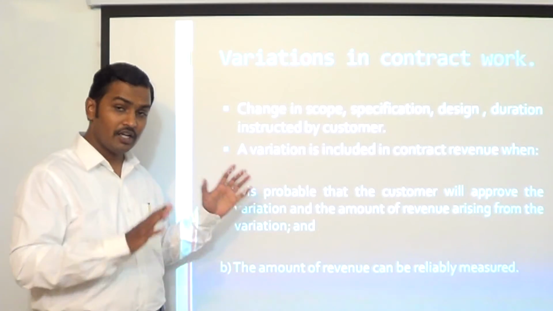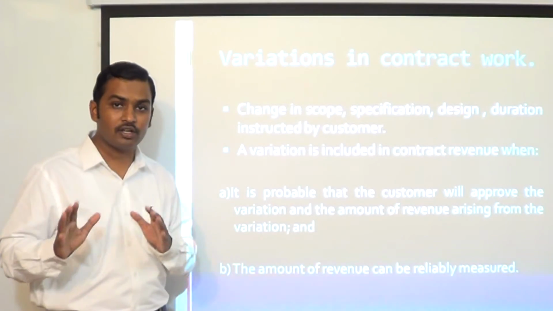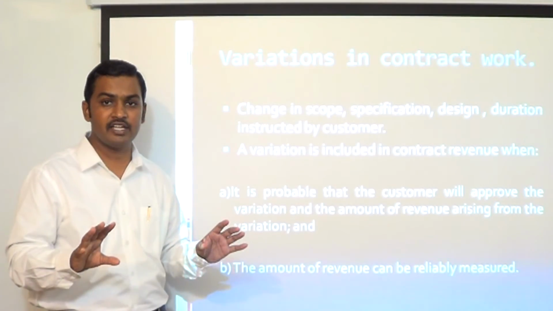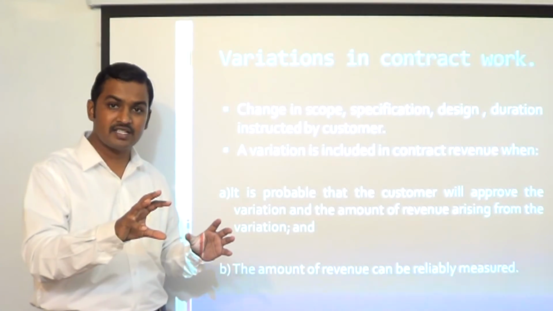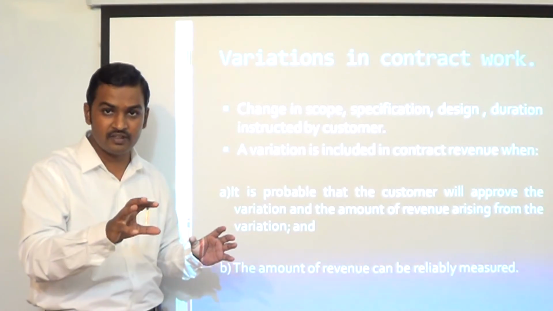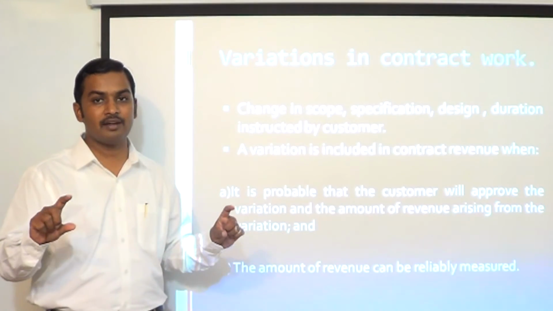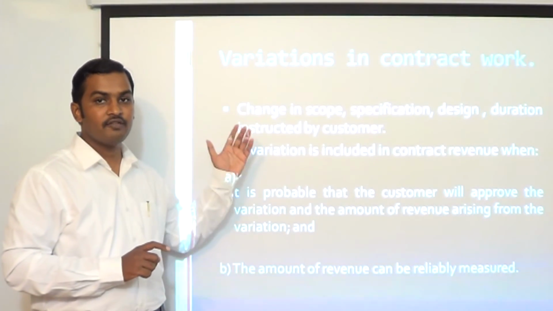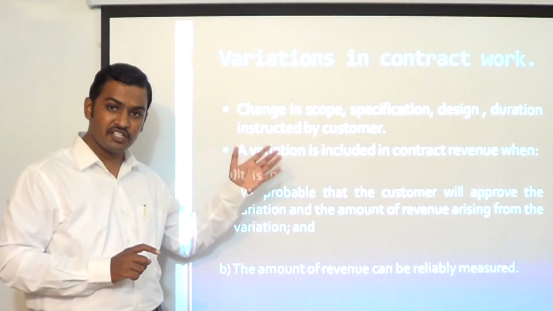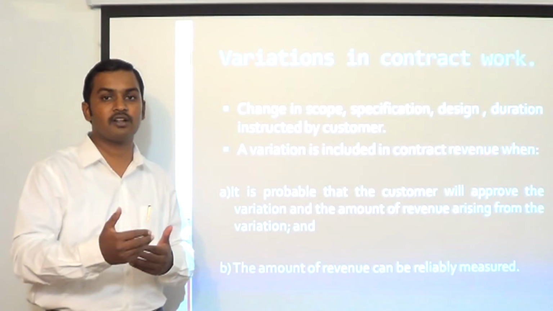That means it should be probable, more likely than not, that the customer is going to agree to the variation. He is also going to approve the extra amount which is payable for the variation in work, and we are able to measure the amount reliably. When these conditions are satisfied, variations in contract work can also be considered as part of contract revenue.